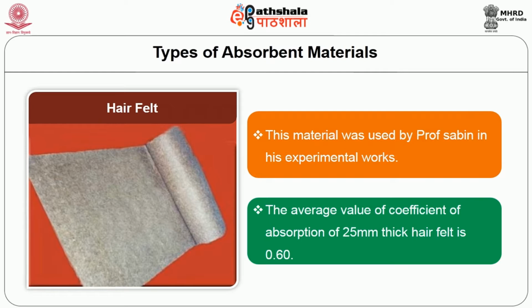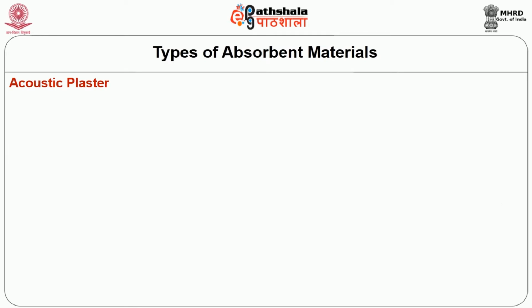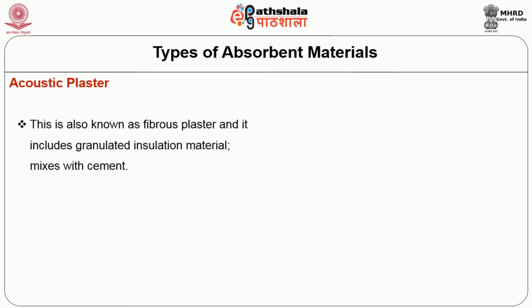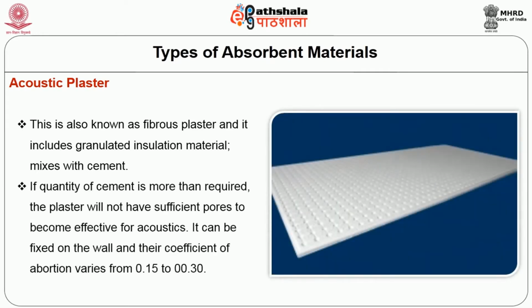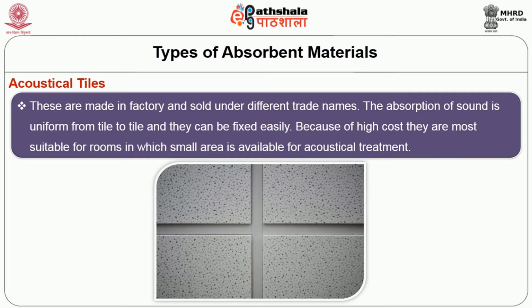Hair felt. This material was used by Professor Sabin in his experimental work. The average value of the coefficient of absorption of 25 mm thick hair felt is 0.60. Acoustic plaster. This is also known as fibrous plaster and it includes granulated insulating material which is mixed with cement. If the quantity of cement is more than required, the plaster will not have sufficient pores to be effective for acoustics. So the coefficient of absorption varies from 0.15 to 0.30.